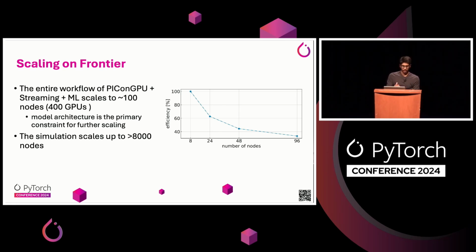The chart you see on the right is showing efficiency as we scale the ML model. The efficiency goes down primarily due to communication overhead, as PyTorch DDP does a collective all-reduce to average the gradients across each instance of the distributed model. Efficiency here is defined with the lowest possible workload benchmarked as 100% efficient. So we take the smallest run, which was 8 nodes, and use that as the benchmark.